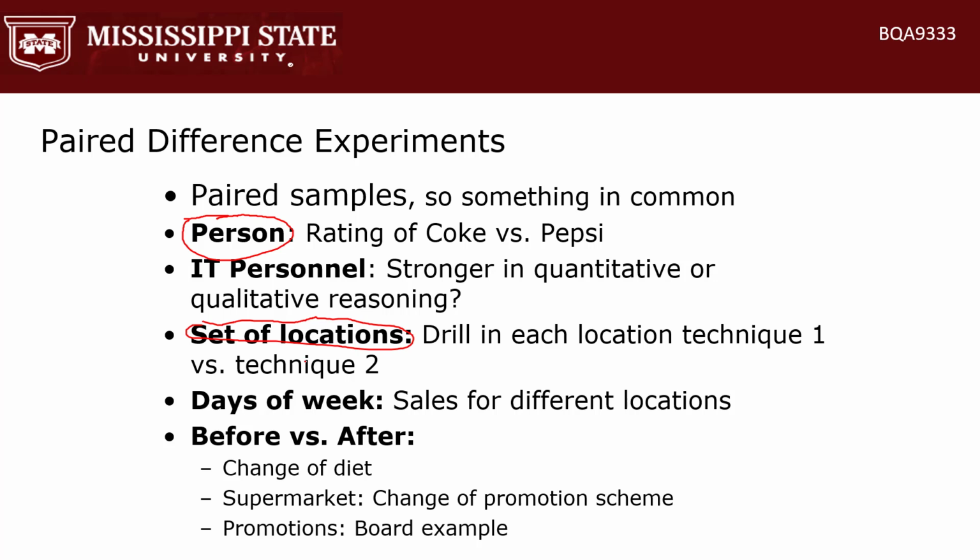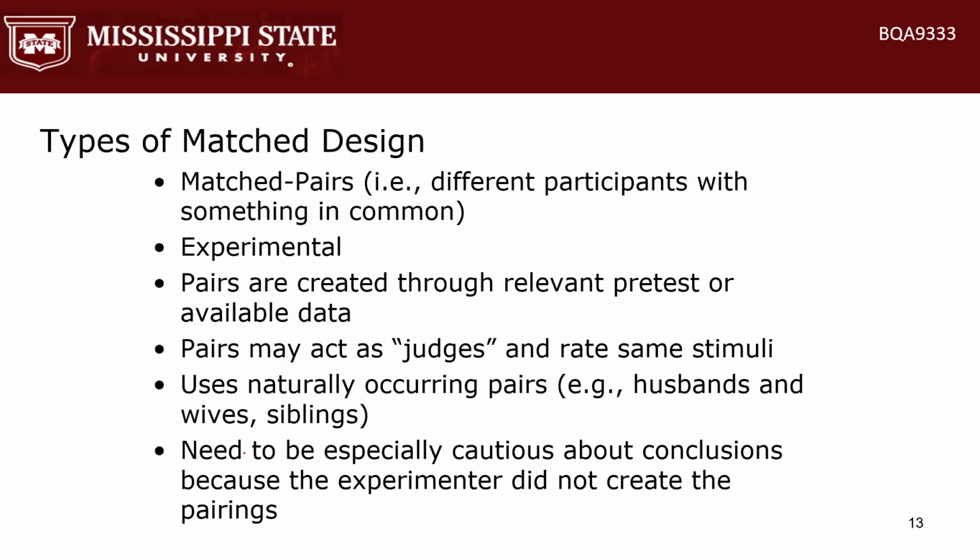And again, sales for different, say, supermarkets on different days of the week. Again, you'd have location and you would have measurement for two different days of the week. We can also have before and after. So the example we had before, we go on a diet, do we lose weight? We're at a supermarket, we change the way we do promotions, do we gain or lose sales? Okay, so just a little thought in general.